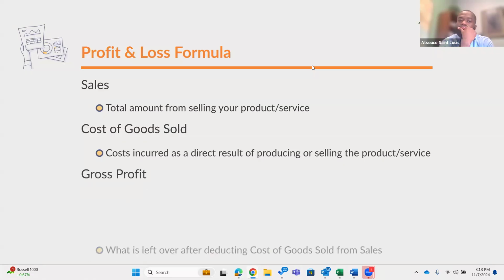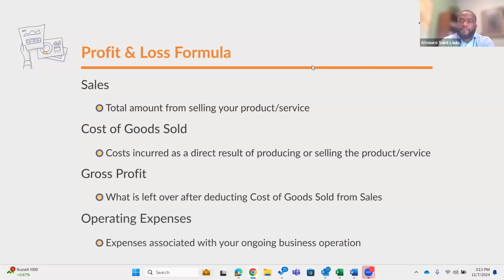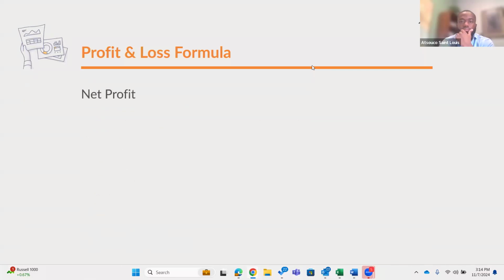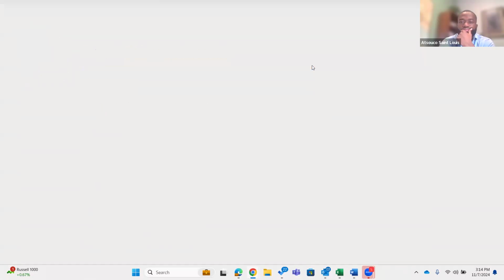Gross profit is what is left over after deducting cost of goods sold from sales. It is the money available to pay the operating expenses. Operating expenses are expenses associated with your ongoing business operations such as rent, salaries, insurance, utilities, and advertising. Net profit is what remains after paying the operating expenses. Net profit is the source to pay for loan repayment, owner's draw, income taxes, and reinvestment into the business for expansion or equipment.